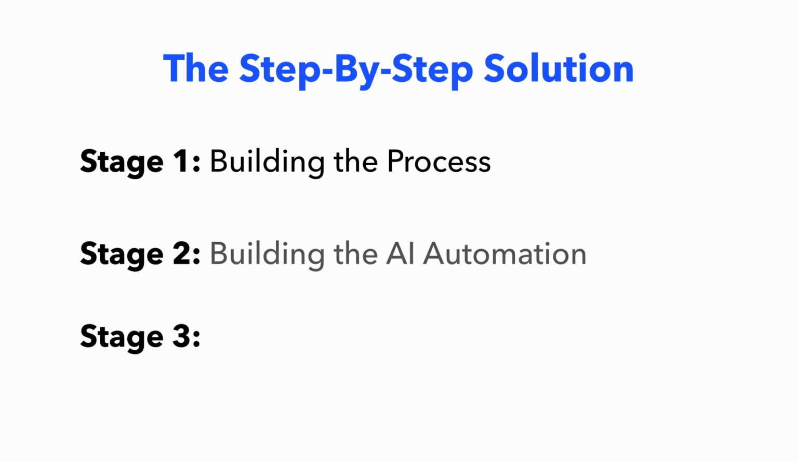But here's the thing. Creating one report manually is one thing. Being able to execute this process consistently, week after week, the way Semrush needed, without burning a massive amount of budget on labor costs, is an entirely different challenge. And that's when we moved to phase 2, which is building the AI automation.